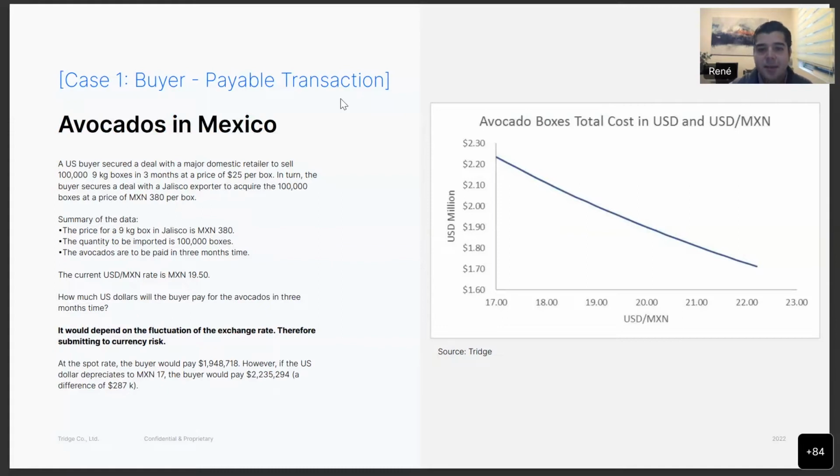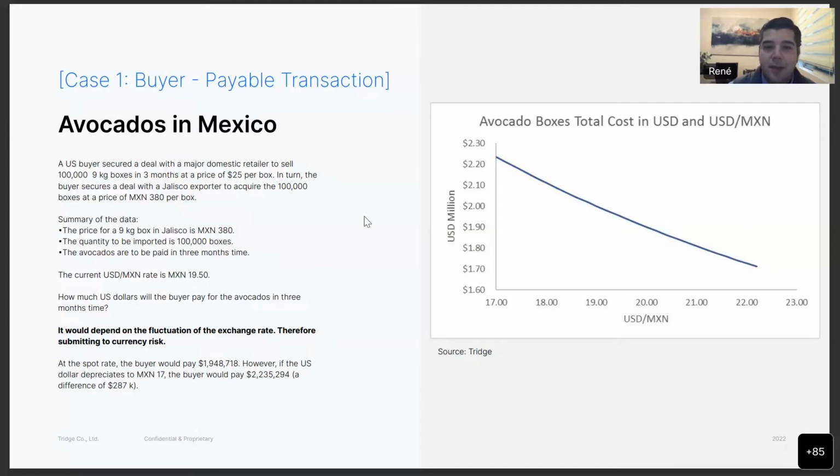Okay, let's see this first case, which is a buyer, so a payable transaction with avocados in Mexico. A US buyer secured a deal with a US retailer, so US with US first, to sell 100,000 9-kilogram avocado boxes at a price of $25 per box. So my buyer here is going to sell to a retailer, but he needs to get the avocados from somewhere, right? At $25 per box.